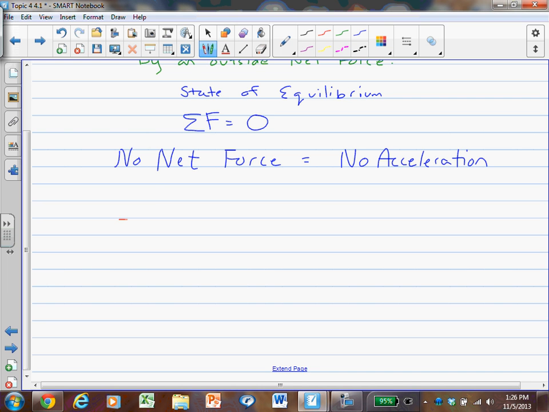If you take a table, and you have a box sitting on the table, well, there's a downward force from the Earth on it, but it's balanced exactly by the upward force from the table. And those forces cancel out so that the sum of the forces is equal to 0.